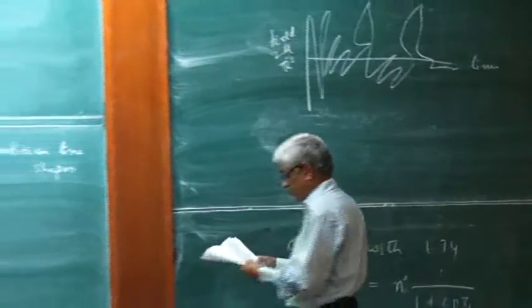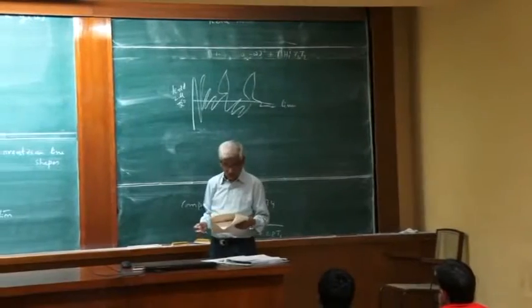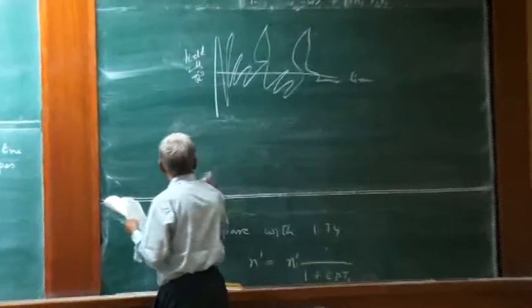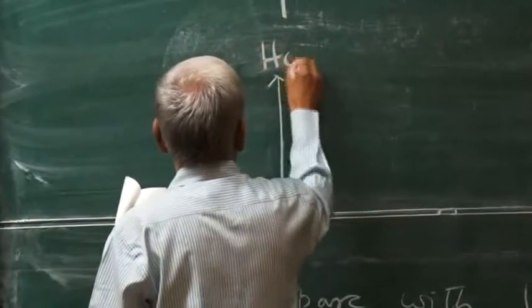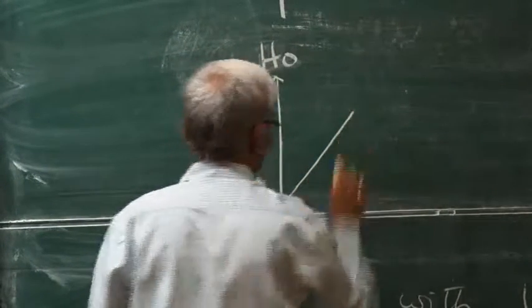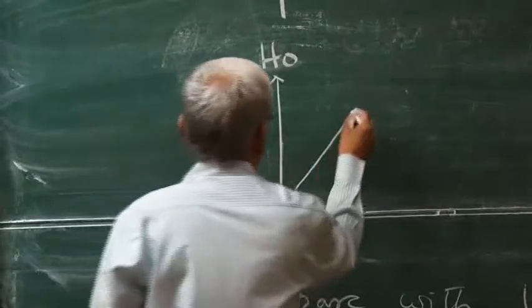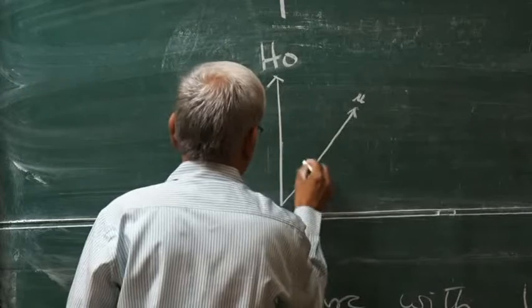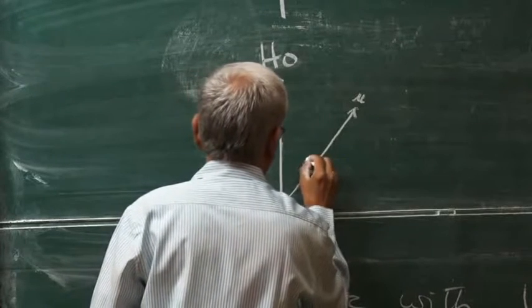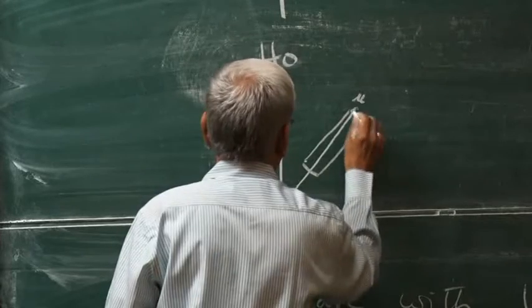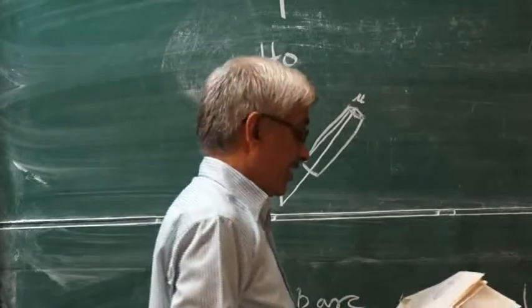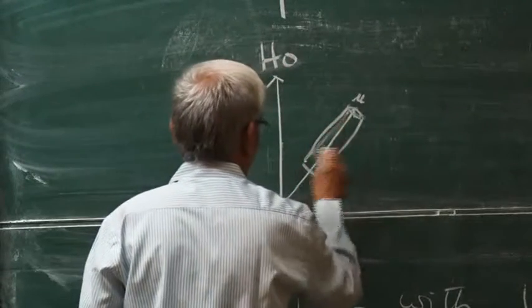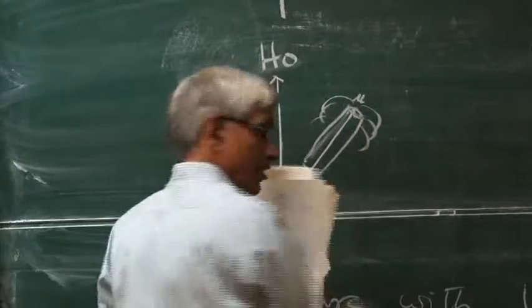Now let me consider the precession. Now this is the B0 field, or H0 field. I have a magnetic moment in this direction and I draw a cylinder around it, just to say that there are flux lines all over here. There are flux lines for each one of those.